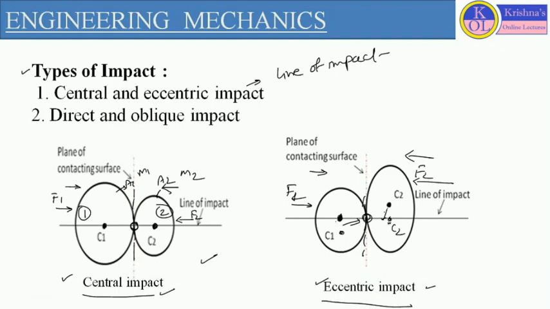And one more condition we can consider in eccentric impact. Here, let us consider this is the line of impact. C1 is the mass center of the first body and C2 is the mass center of the second body. It is not necessary that one mass center should be on the line of impact. Here we can consider both mass centers do not lie on the line of impact. So either one mass center will not lie on the line of impact, or it is possible that both the mass centers are not lying on the line of impact.